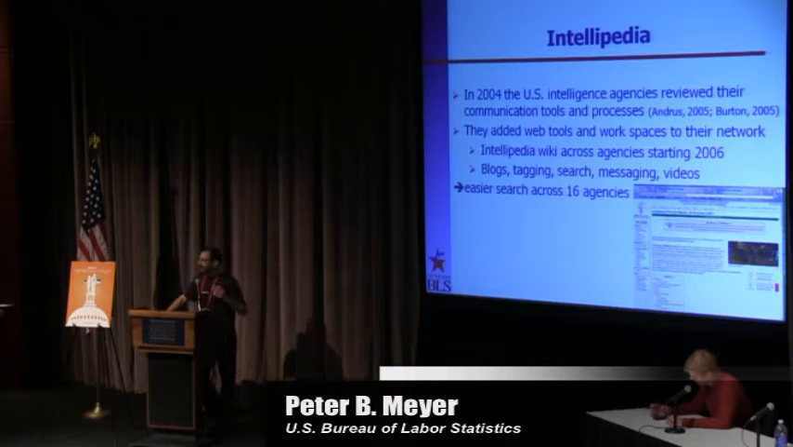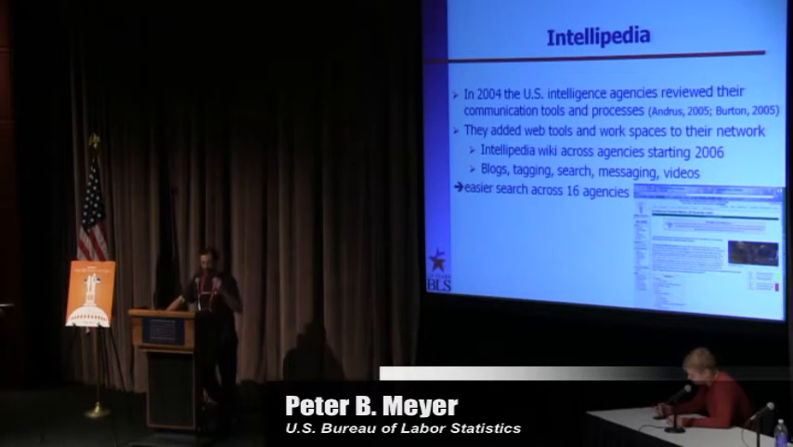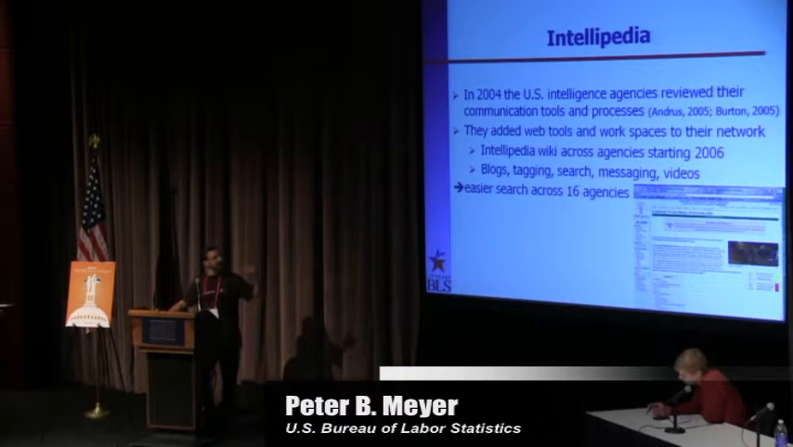Intellipedia is an interesting, well-known one, brought about partly from a sense of crisis. They needed to respond differently to a world of networked opportunities and dangers. They set up, after a thinking process and publishing process, wikis, blogs, and messaging systems across 16 intelligence agencies. The wiki is MediaWiki. The pages are editable right from the browser. It's the same software as Wikipedia.